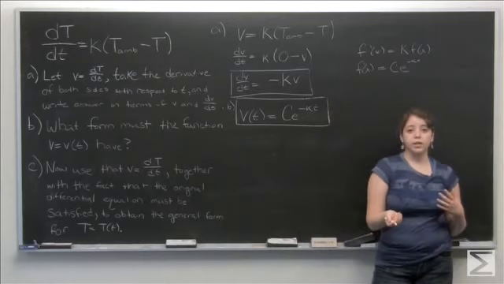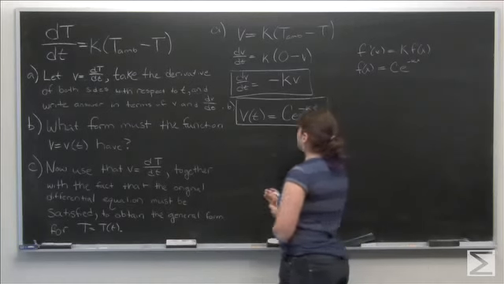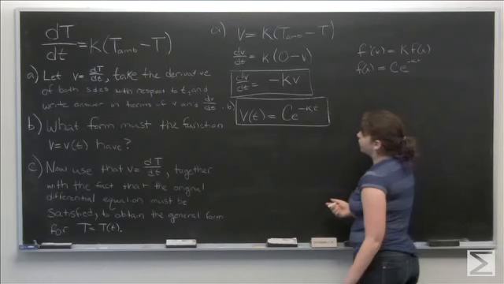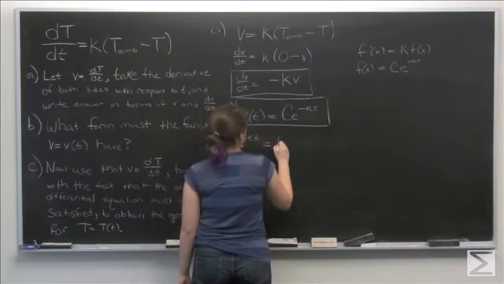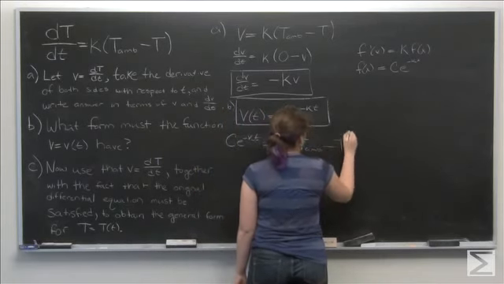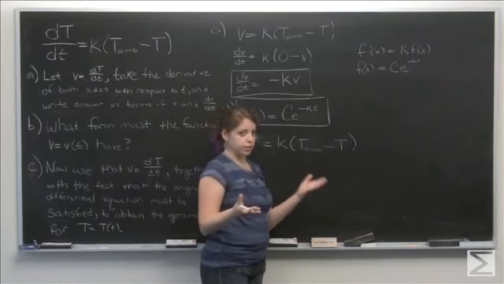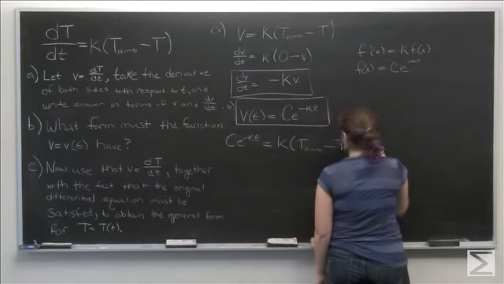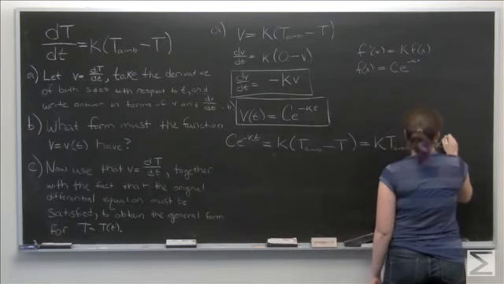All right, so then the last part is we want to find the general form of T equals T of t. So the way we do that is, well, we knew this was equal to V, and we knew this was equal to V. So c e to the negative kt is equal to k times T ambient minus T with respect to t. So now we want to isolate this T, because it's the same T of t that we were talking about. So first we're going to multiply out the k. So we have k T ambient minus kT.